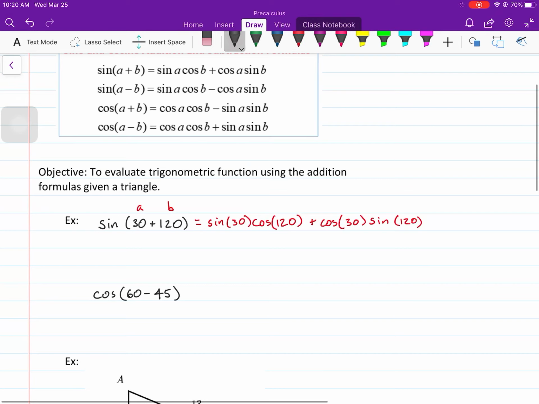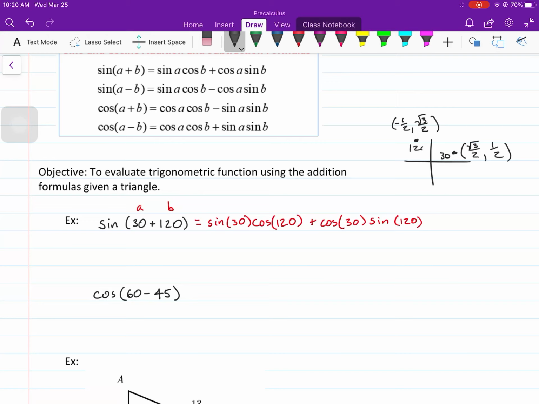So from here, we need to use the unit circle. 30 is right here, where our cosine is square root of 3 over 2, and our sine is 1/2. And then 120 is right here, where our cosine is negative 1/2, and our sine is square root of 3 over 2. So here's 30 degrees, here's our 120 degrees. Using that, we just substitute that right in.